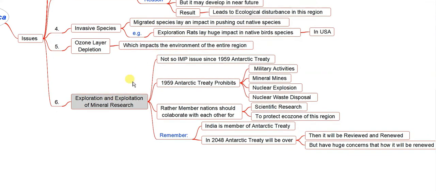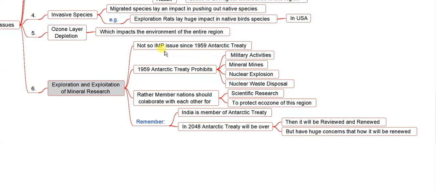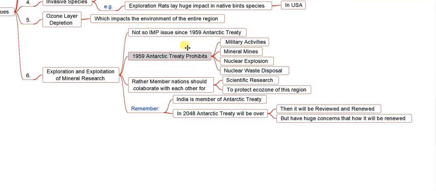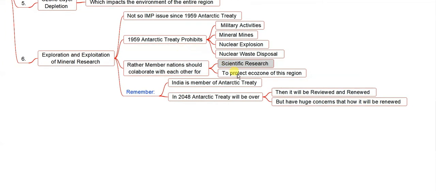Now if we talk about exploration and exploitation of mineral resources, then it is not so important an issue since 1959, because at that time an Antarctic Treaty was signed. And the 1959 Antarctic Treaty prohibits military activities, mineral mines, nuclear explosions, as well as nuclear waste disposal in this region. Rather, member nations should collaborate with each other for scientific research to protect the ecozone of this region.